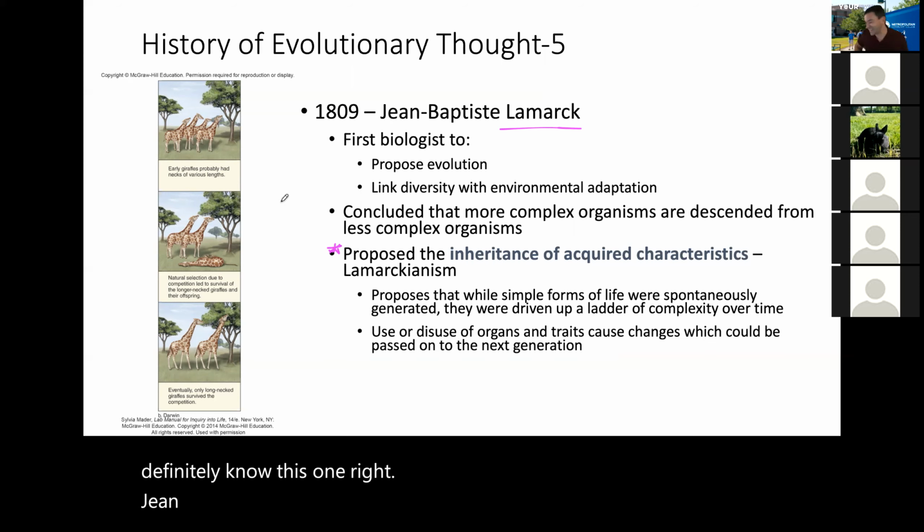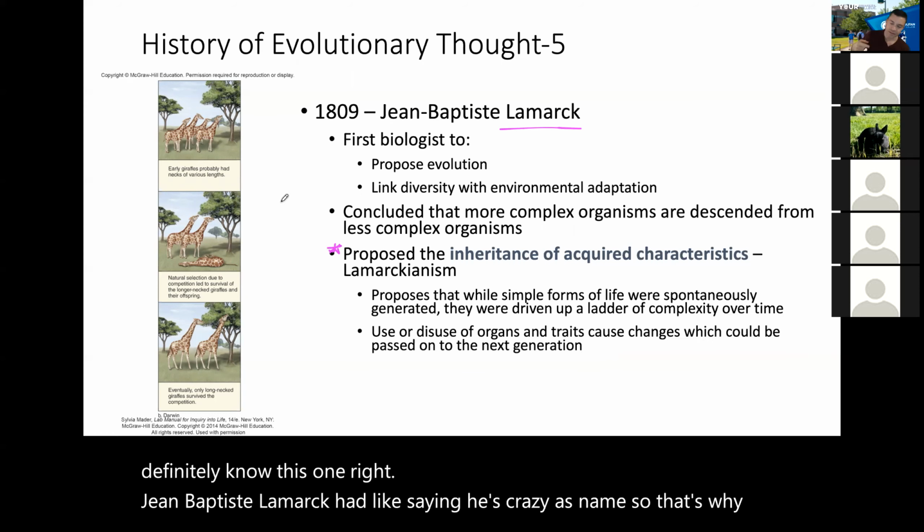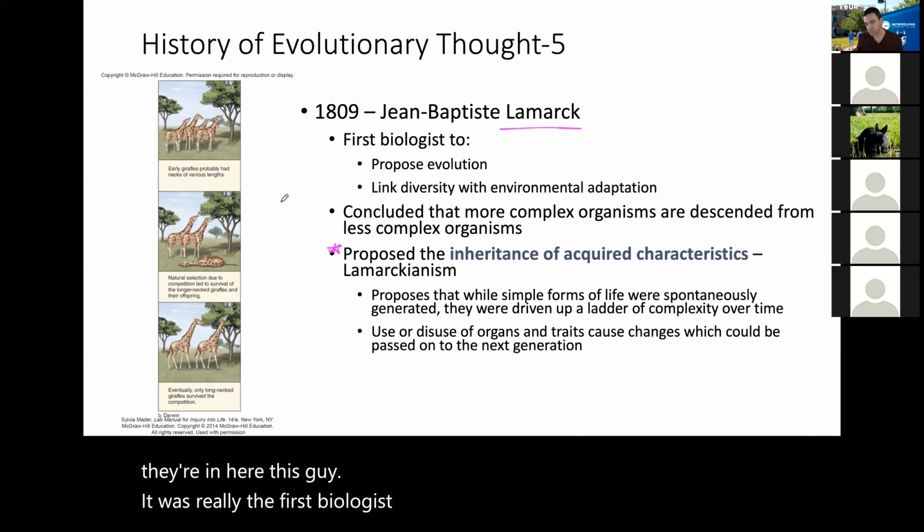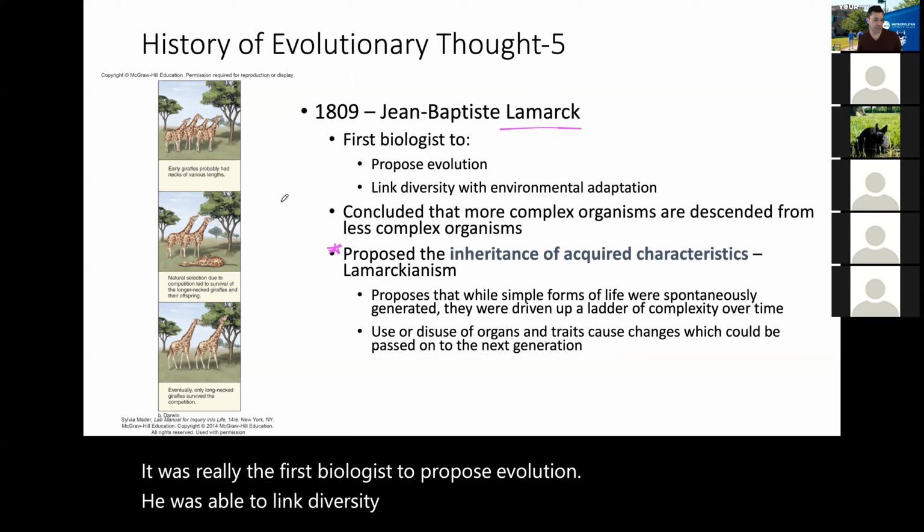Jean-Baptiste Lamarck. I just like saying these crazy names, so that's why they're in here. This guy was really the first biologist to propose evolution. He was able to link diversity with an environmental adaptation. Didn't have it right whatsoever.